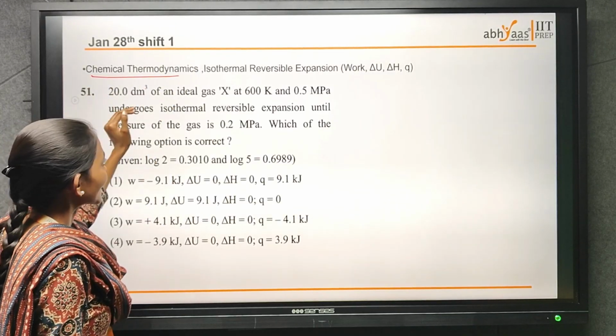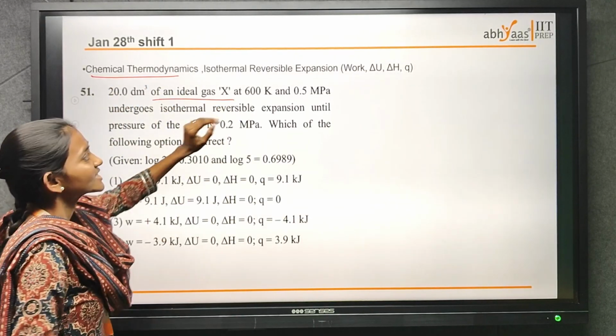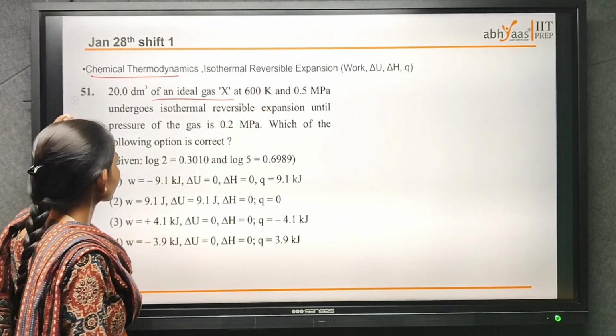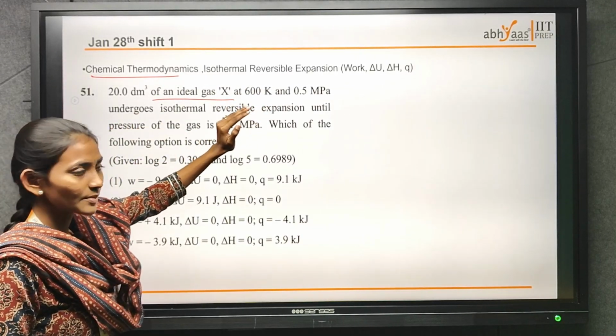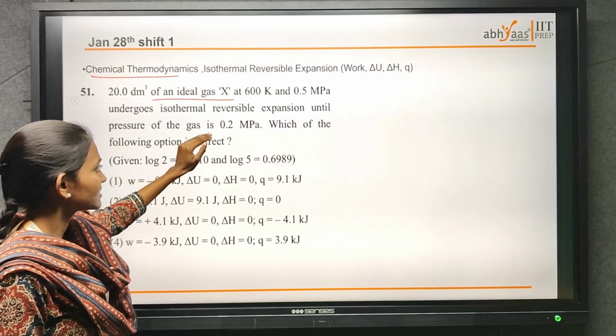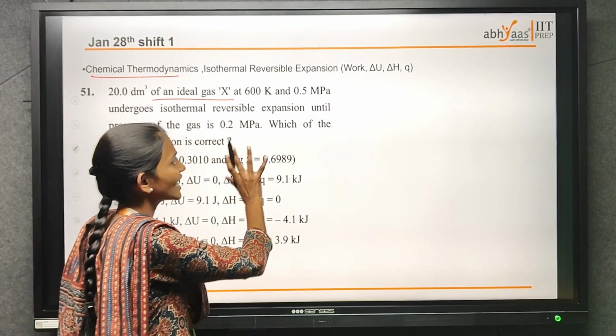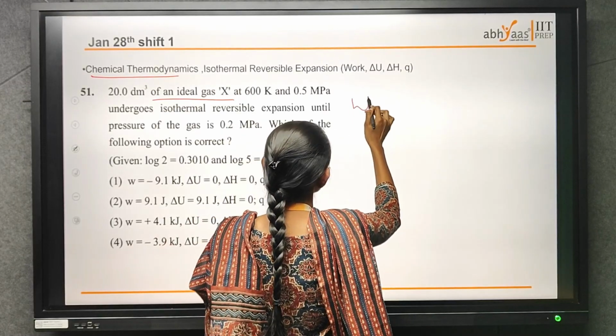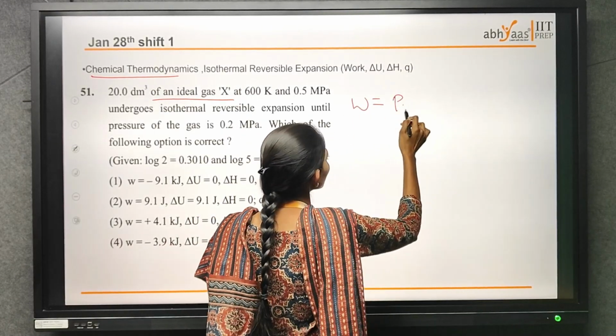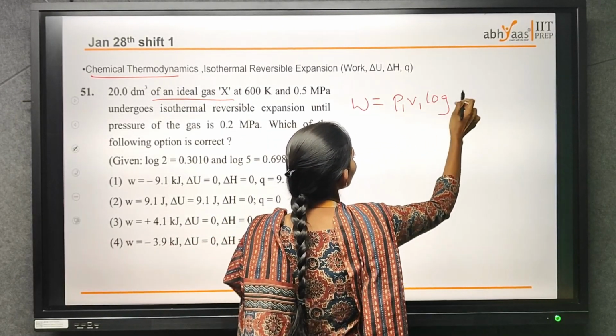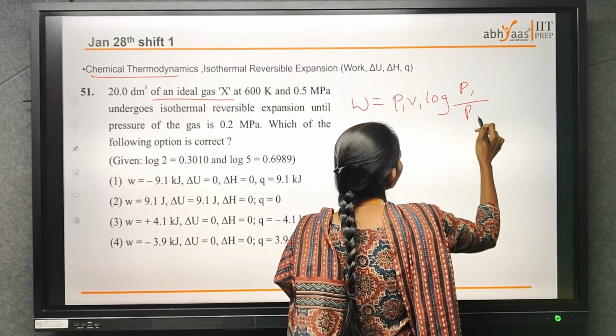Here the question is asking: an ideal gas X at 600 Kelvin, with the given value in megapascals, undergoes isothermal reversible expansion until the pressure of the gas is 0.2 megapascal. Which of the following options is correct? If you see, this is the direct formula for isothermal reversible expansion, that is P1V1 log of initial by final volume, right?